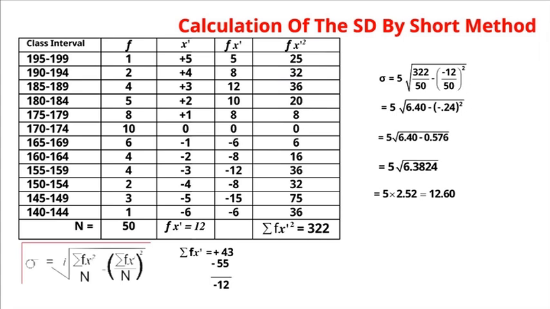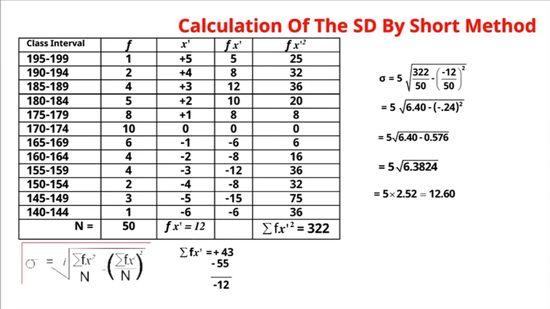Now, what do you want? Fx dash, multiply x dash with the frequency. F is 1, x dash is 5. So, 1 into plus 5 is equal to 5, 2 into plus 4 is 8, 4 into plus 3 is 12, 5 into 2 is 10, 8 into 1 is 8, 10 into 0 is equal to 0. Now, 6 into minus 1 is minus 6, 4 into minus 2 is minus 8, 4 into minus 3 is minus 12, and likewise minus 8, minus 15.